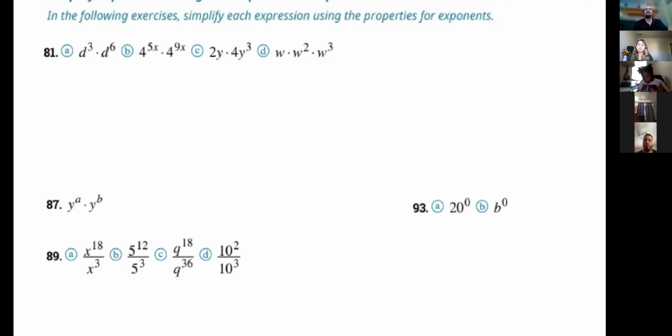Are there any questions over the stuff we just did? Those 3 problems. So if we have the same base, our exponents are getting added. If we have something to the 0, that thing is 1. I think those are the 2 new rules happening here.